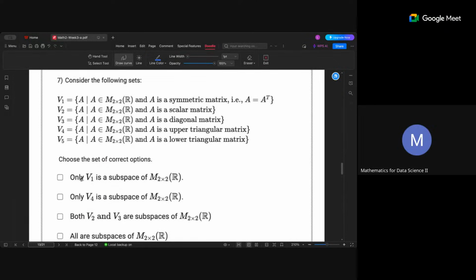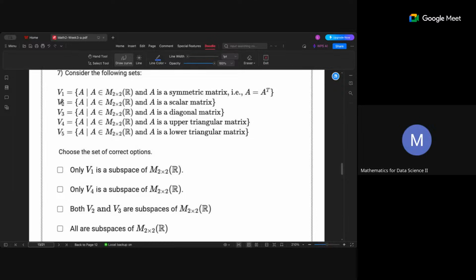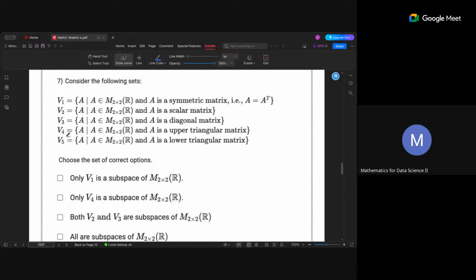So consider the following sets V1, V2, V3, V4, V5. These are all subsets of the 2 by 2 matrices. The first one we already know. What do we know about V1? Is it a subspace or not? Yes, it is a subspace. So V1 is a subspace, we know. What do we know about V2? We have to check V2.